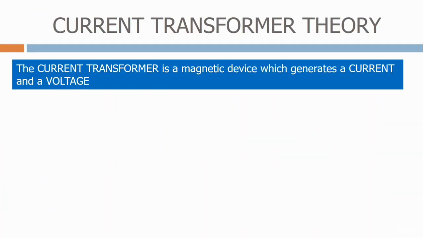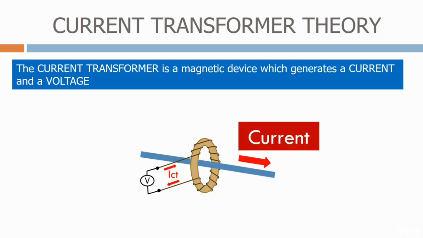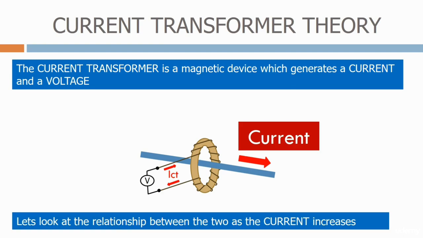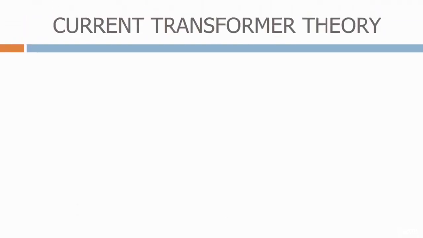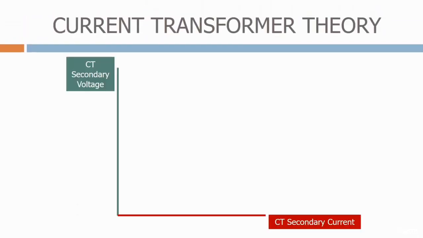The current transformer is a magnetic device which generates a current and a voltage. Let's look at the relationship between the two as the current increases. Let's first draw the graph with voltage on the left-hand side and current across the bottom. If we now inject current into the secondary side of the CT and measure the voltage, this is the characteristic we'll achieve. This is one part of something called a hysteresis curve, which is what happens when you magnetize something that has a metal core.